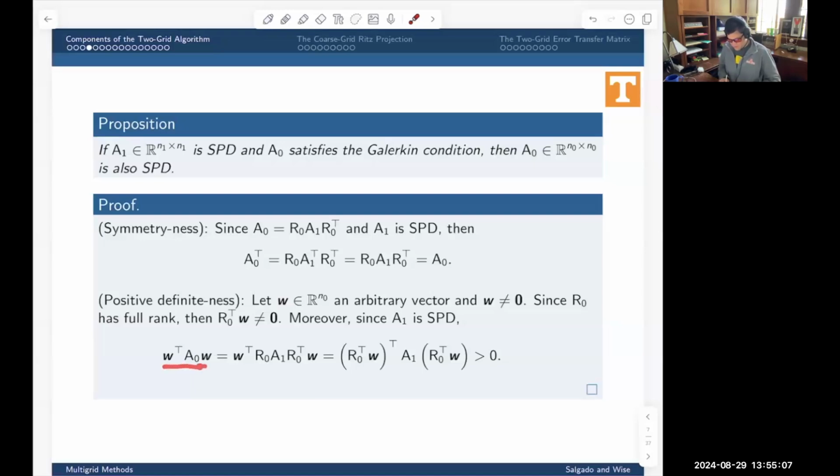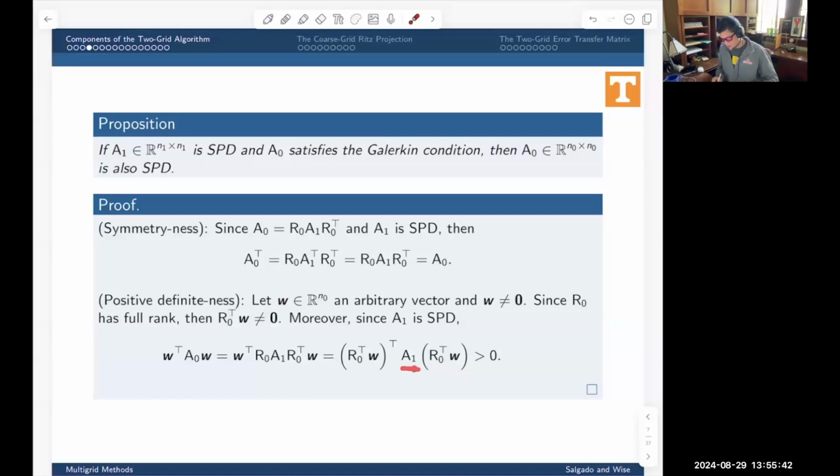So let's follow through with this product. W transpose A naught times W, and replace A0 with the Galerkin condition. And we're going to group this product together, R0 transpose times W. We'll notice that this is just R0 transpose W, all of that product transposed. So that's what I have on the left-hand side, and what I have on the right-hand side is the same.